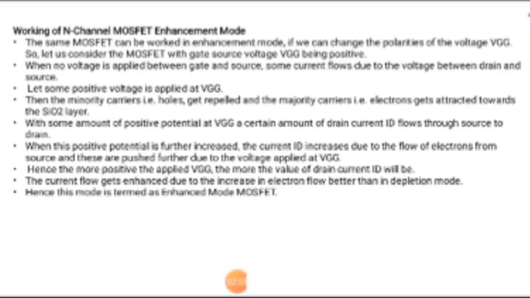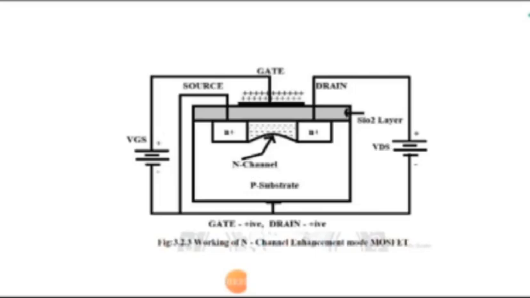When some voltage is applied at VGG, the minority carriers, that is holes, get repelled, and the majority carriers, that is electrons, get attracted towards the SiO2. A certain amount of drain current then flows from the source to the drain. When this positive potential is further increased, the current increases due to the flow of electrons from the source, pushed by the voltage. Hence more current is formed and it is enhanced due to the increase in electrons, and that's why we call it an enhancement mode MOSFET. So you can see the diagram of this N-channel enhancement mode MOSFET.